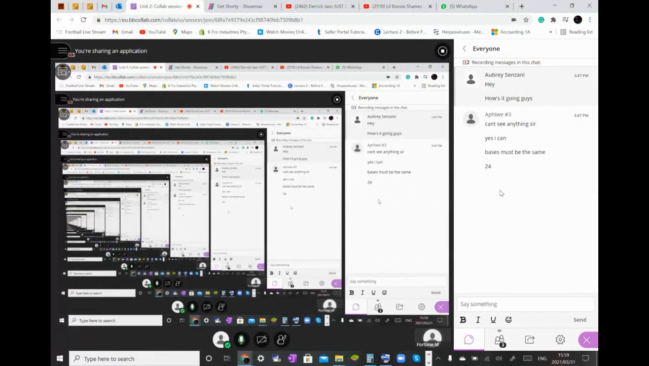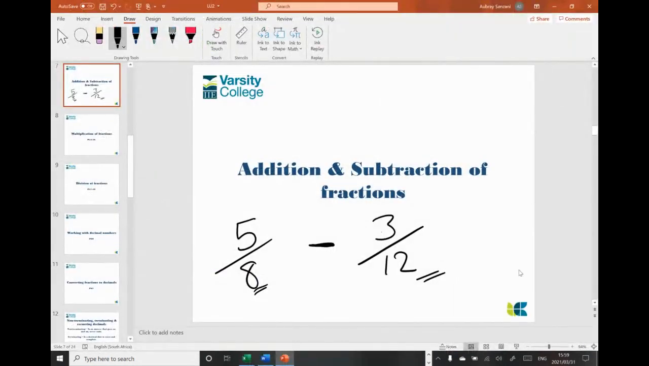24. Thank you again, Apiwe. 8 and 12 both go into 24. All right, so here we can put 24 as our base. 8 into 24 is 3, so here we say 5 times 3, we get 15. Minus 12 into 24, we get 2, so 3 times 2, we get 6. All right, so then what is our final answer? Our final answer is going to be 9 over 24.